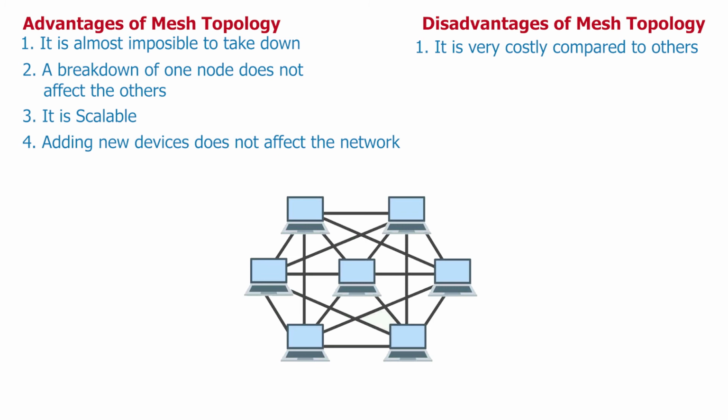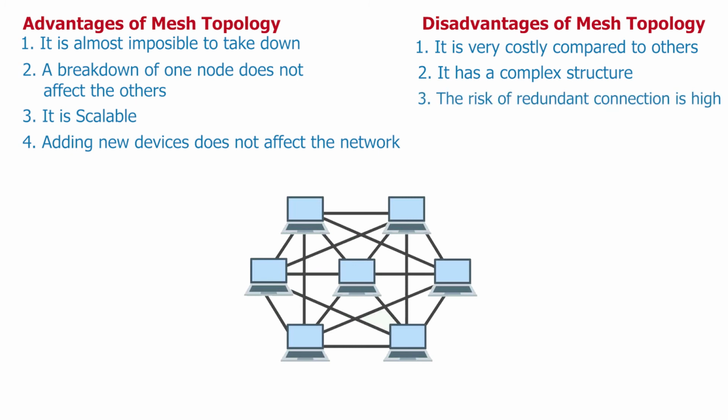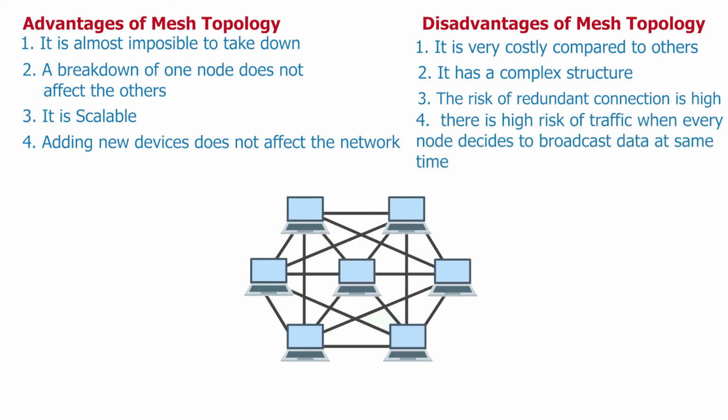However, this network is costly compared to others. 2. It has a complex structure. 3. The risk of redundant connections is high. When I say redundant connections, I mean some of the connections may be idle. This is because packets will most of the time find the shortest route possible to their destinations. 4. There is high risk of traffic when every node decides to broadcast data.